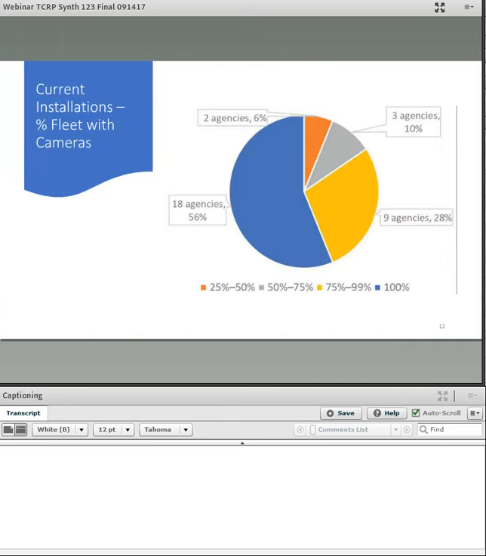So, what percentage of the fleet have cameras on them now? Well, more than half of the ones surveyed are 100% equipped. Then, with the exception of just less than 10%, they have less than 50% of the buses equipped of their fleets, and then the rest is in the middle range, but you can see that it's really climbing toward 100%.